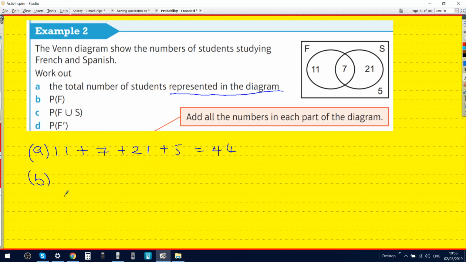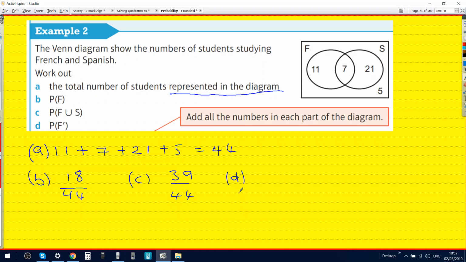B. So P and, so B, is it just what's in F? Right. So 18. And P is for probability. Oh, probability 18 over 44. C. That should be over 44. Mm-hmm. So the probability of it being F or S, would that be 38? I believe it was 39. 39, sorry.